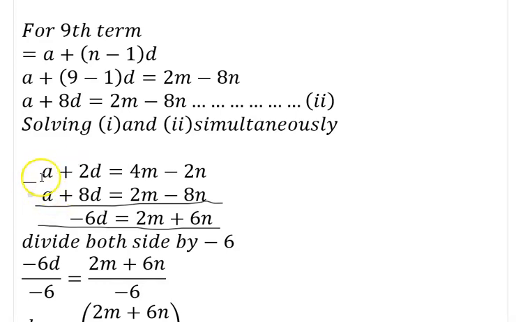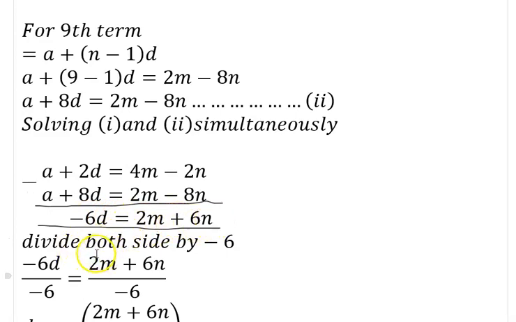So a minus a, this one will cancel out. 2d minus 8d, so you have minus 6d, because if you are using a smaller number to subtract a bigger number, you have a negative sign. So let's go. 4m minus 2m will give us 2m. Minus 2n minus 8n, it's just this minus times minus here will give us plus, so we now have minus 2n plus 8n. It's just like saying 8n minus 2n will give 6n. So we now have minus 6d equals 2m plus 6n.